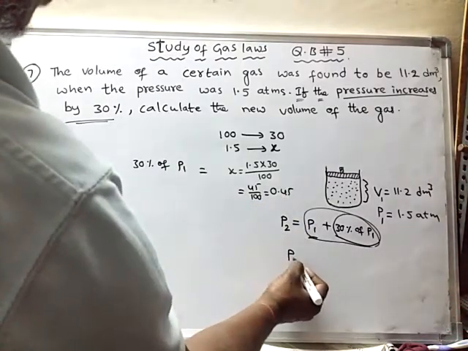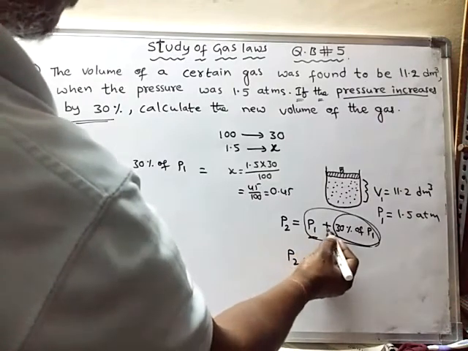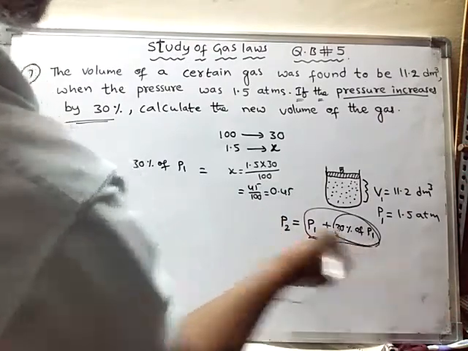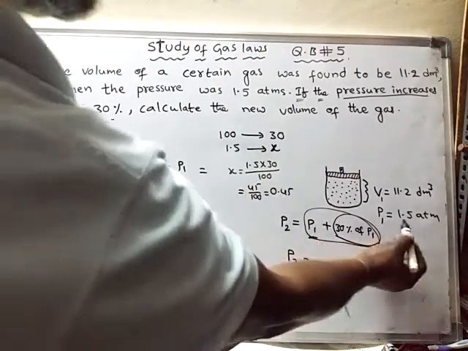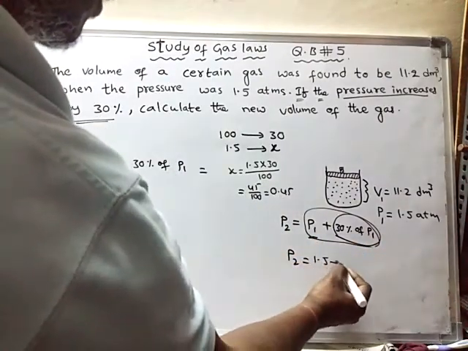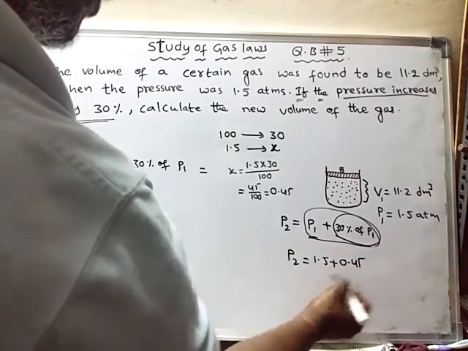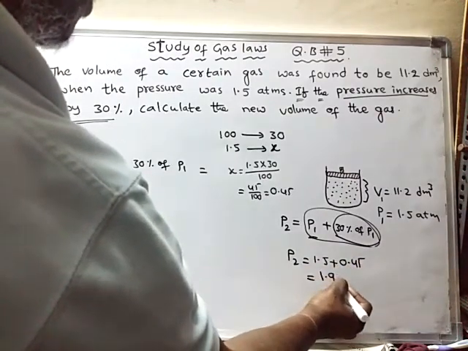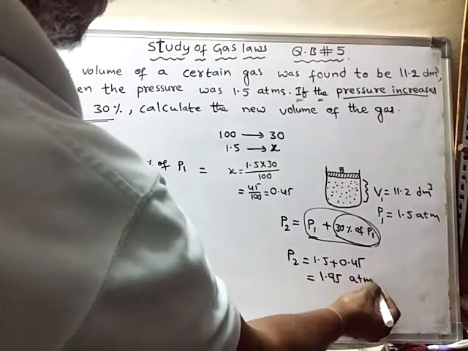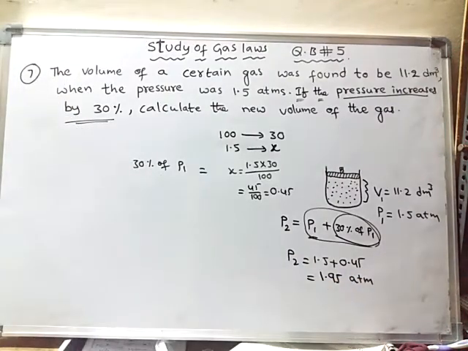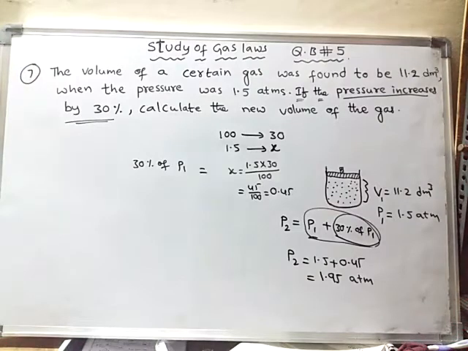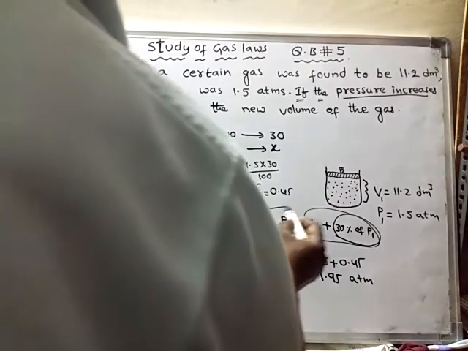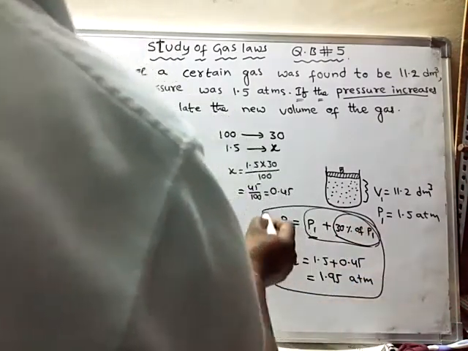Therefore P2 will be P1 plus 30% of P1. 30% of P1 is 0.45 and P1 is 1.5. So 1.5 plus 0.45, altogether, will be 1.95 atmosphere. The final pressure will be 1.95 atmosphere.